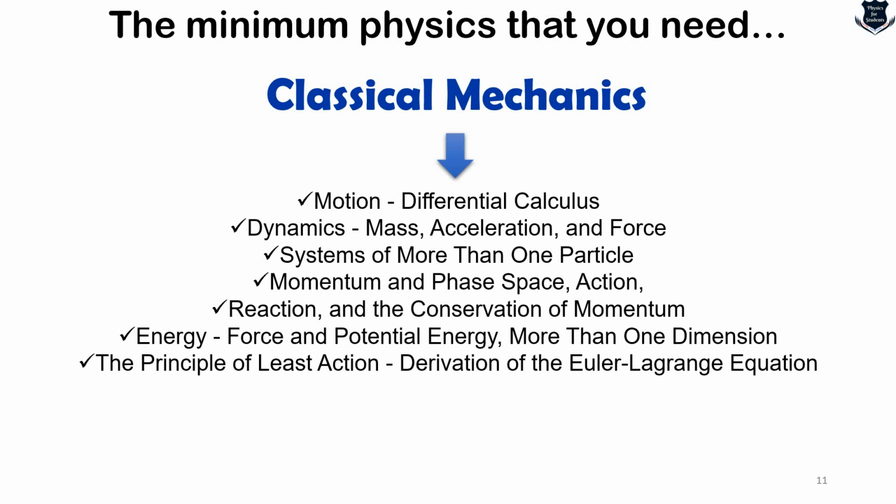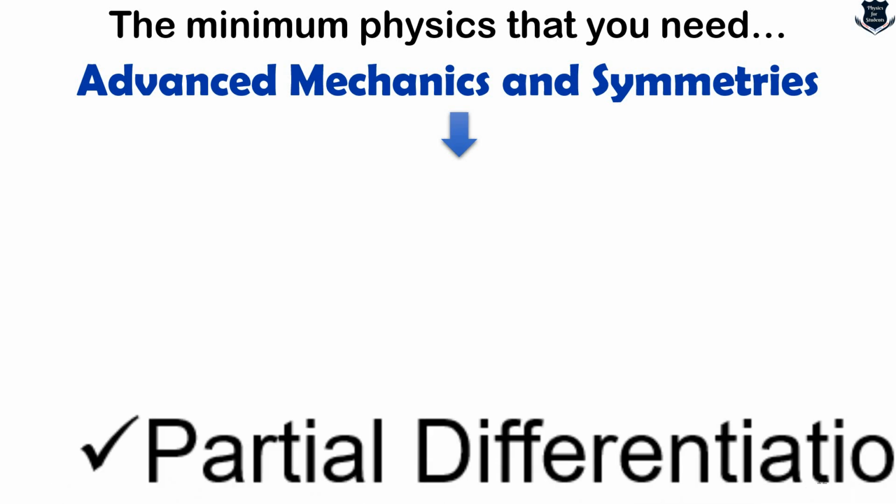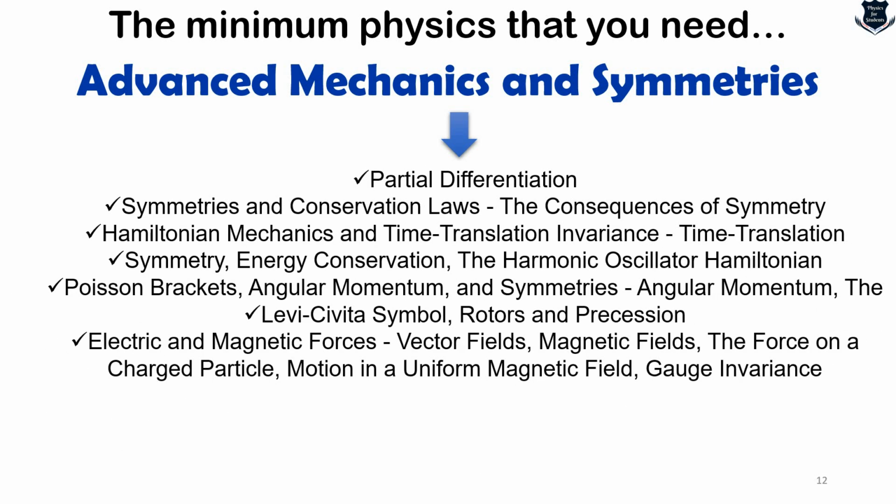So this completes the discussion of classical mechanics, and then the book deals with advanced mechanics and symmetries, where there are partial differentiation, symmetries, Hamiltonian mechanics, symmetry engine, energy conservation, Poisson brackets, Levi-Civita symbols, rotors and precession, electric and magnetic forces, and gauge invariance, and charged particle motion in a uniform magnetic field.